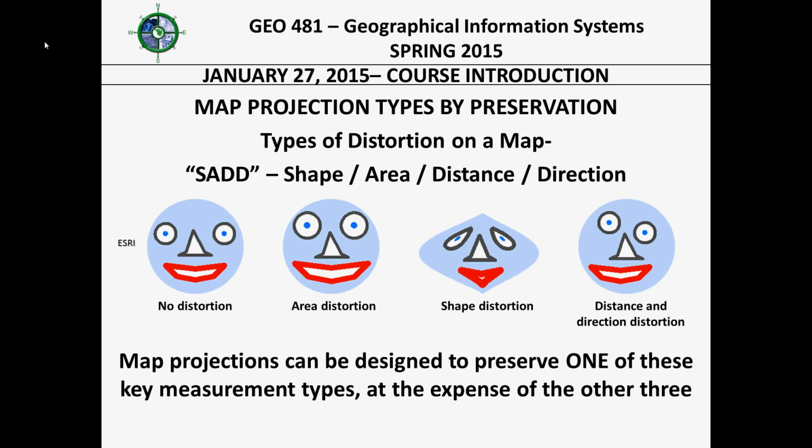So there are four different ways in which a map can be distorted in a projection, and the acronym is SAD. I credit ESRI, so you didn't think that I came up with this. It's their fault, but I think it makes it easy to remember. SAD is shape, area, distance, and direction. Those are the four things on a map projection that can be wrong. The algorithm can be designed to make one of these perfect at the expense of the other three. Or some projection algorithms come up with an average where none of them are too horrible, but none of them are completely accurate.